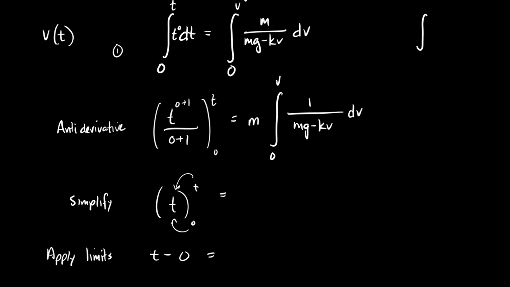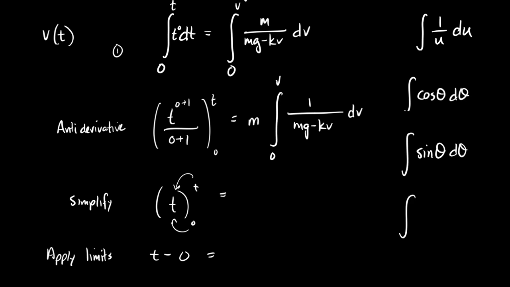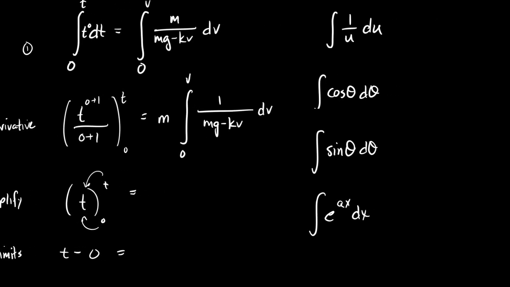There's this one, the inverse. There's cosine, there's sine, and there's the exponential. You'll need to know these 4 outside of the polynomial. They're on your equation sheet, so you can just look them up on your equation sheet. There's a few others on your equation sheet as well, but these are the only ones that ever show up.